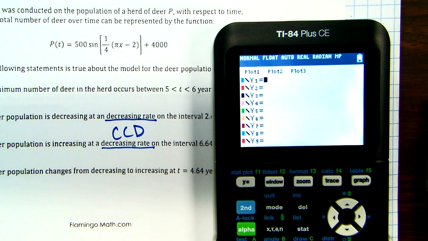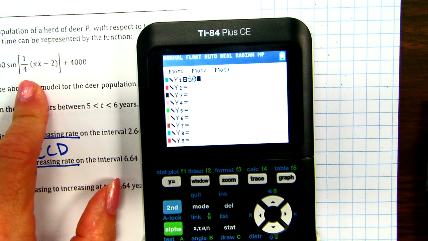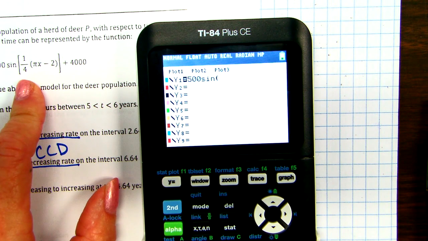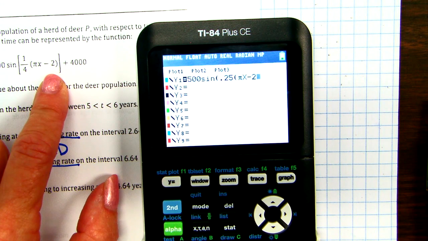And let's type it in. So this one's actually not as bad to type in, believe it or not. 500 sine. And instead of using 1/4, why not use 0.25? Parentheses. Pi x, pi x, minus 2. Do I need 2 sets of parentheses? Yep, I do, because there's something going on after.